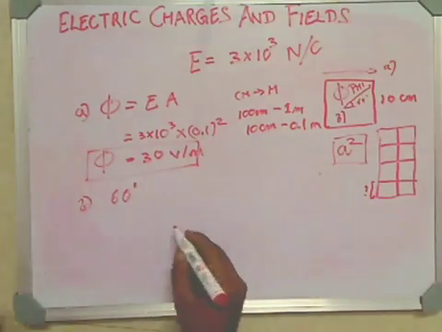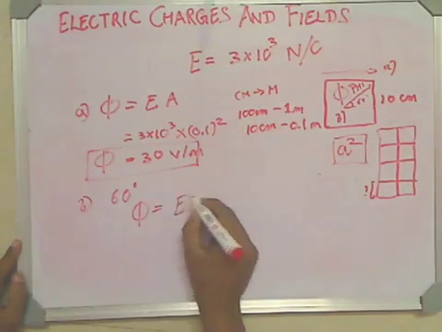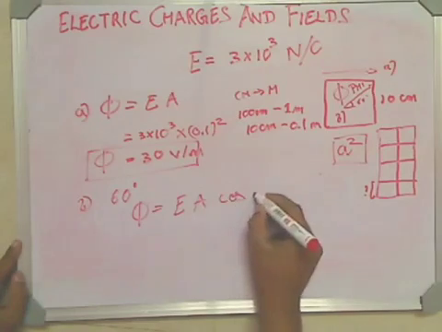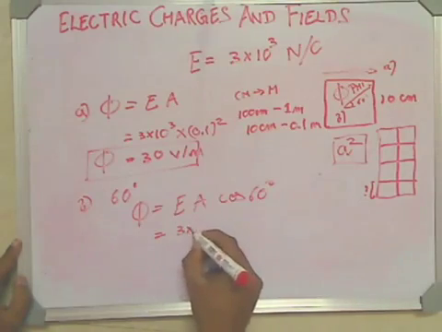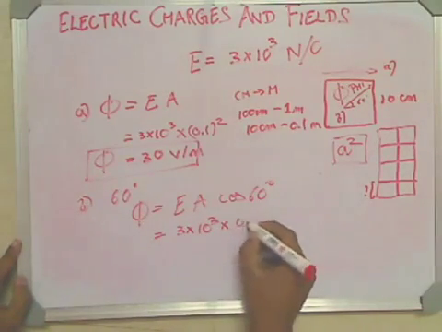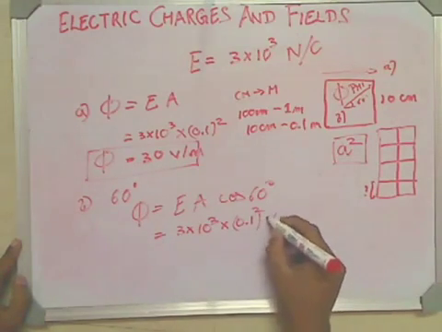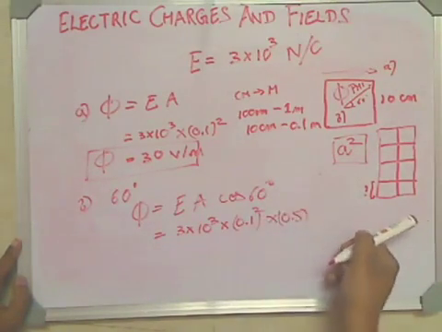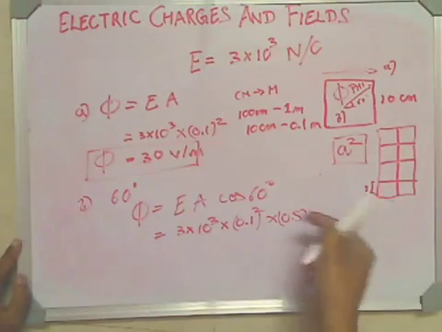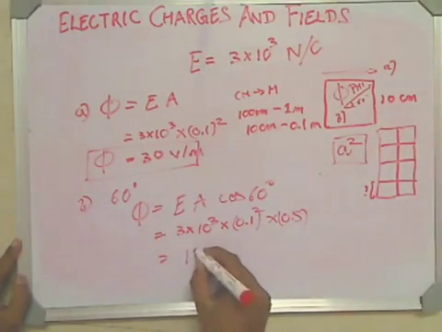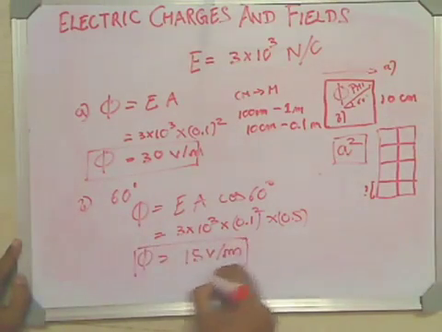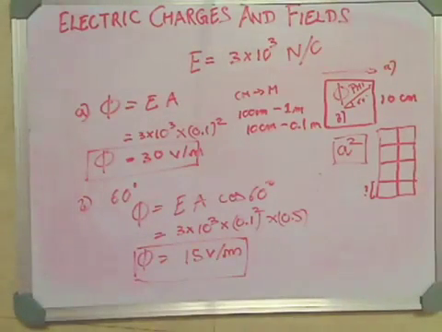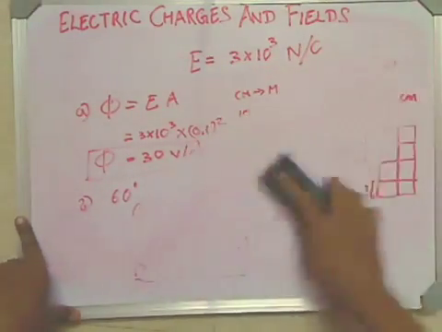So here phi will be equal to EA multiplied by cos 60 degrees. Now, this will be equal to again 3 multiplied by 10 to the power 3 multiplied by 0.1 squared multiplied by 0.5. How did I get 0.5? The value of cos 60 happens to be half, it's nothing but 0.5. This should give you the answer as 15 volt per meter. So, this is one of the fundamental problems that you have in electric charges. Let's do another one, 2 more problems.